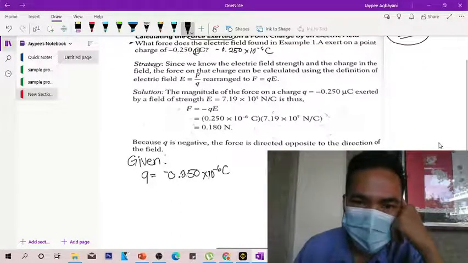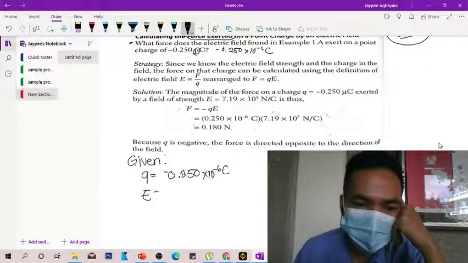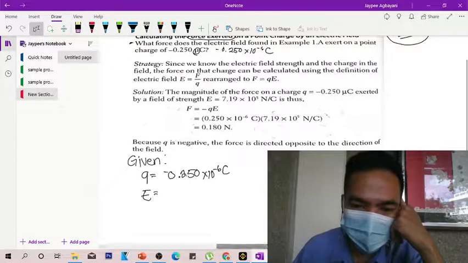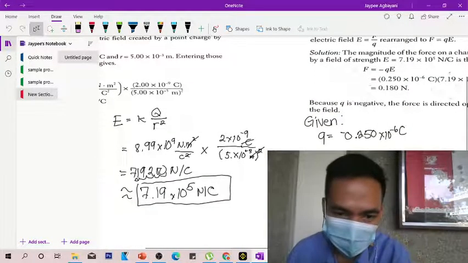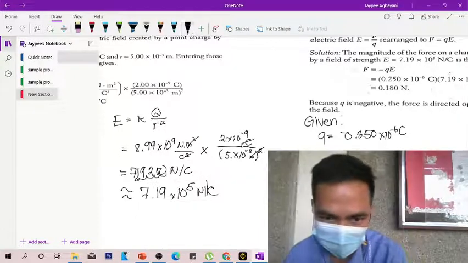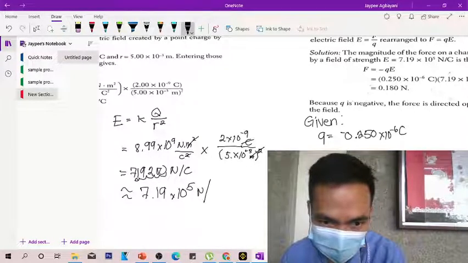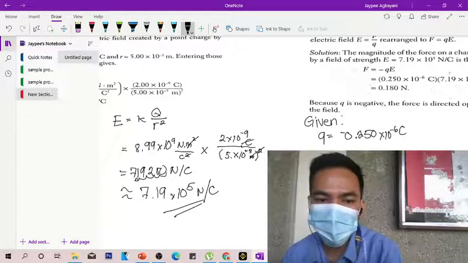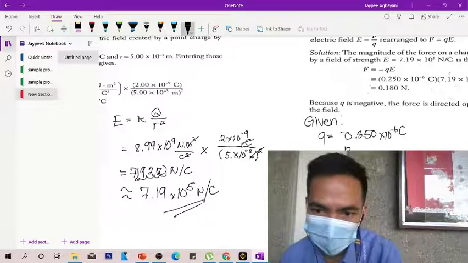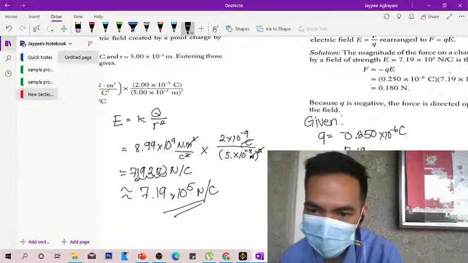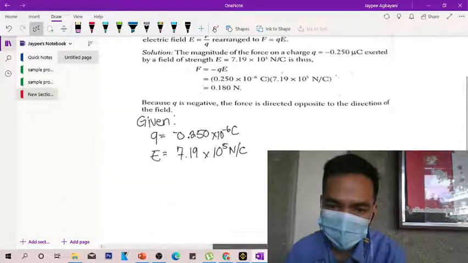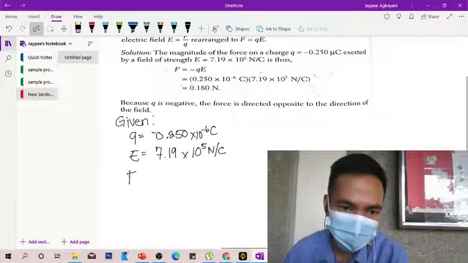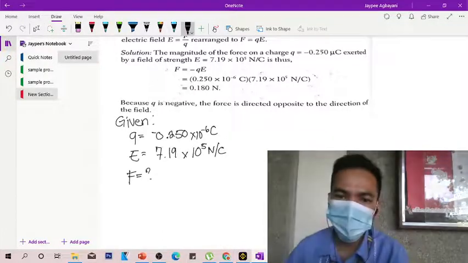Now, what else? We have the electric field. What is our electric field? This is the one we solved earlier, guys. The unit is Newton per coulomb. So the electric field is 7.19 times 10 raised to positive 5 Newton per coulomb. And we are tasked to find the force. This is the unknown.